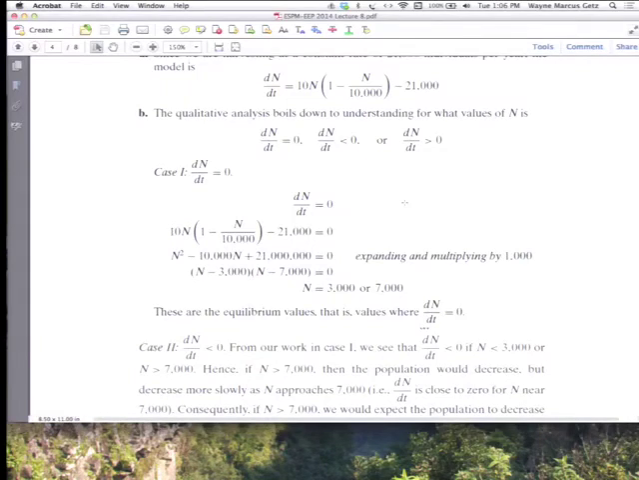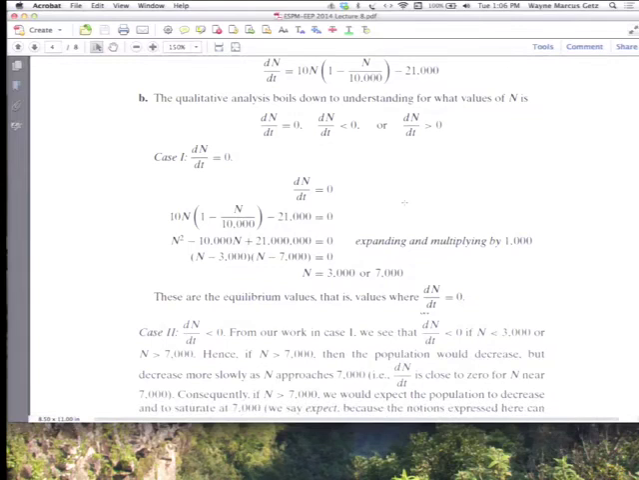So what we have to do is solve the equation for an equilibrium: 10n times 1 minus n upon k, minus 21,000 is equal to 0. And when I solve this equation, as I do here, I find out that there are two solutions. n equal to 3,000 is the one solution, and the other solution is n equals 7,000.